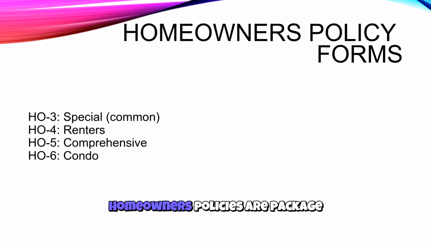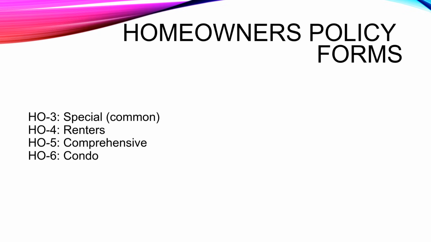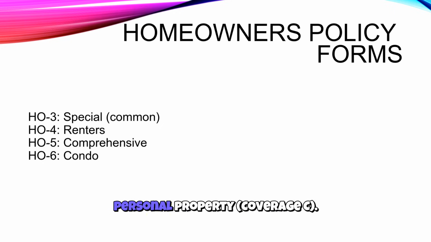DP3, special, the best form, covers the dwelling for all risks or open perils, meaning everything is covered unless specifically excluded. Homeowners policies are package policies for owner occupants. They bundle property Section 1 and liability Section 2 coverage. HO3 special form, the most common. Open perils on the dwelling, coverage A and B. Named perils on personal property, coverage C.